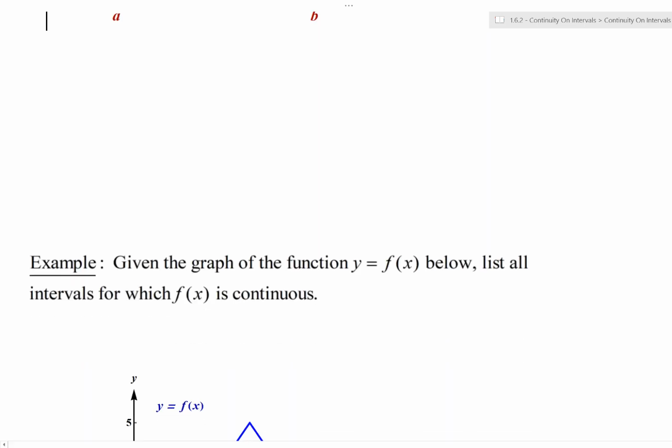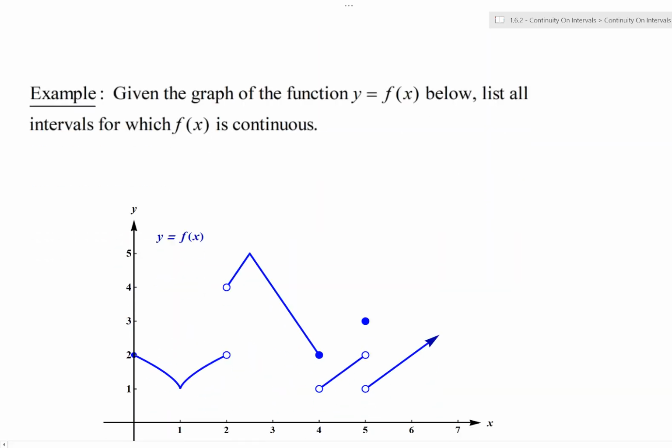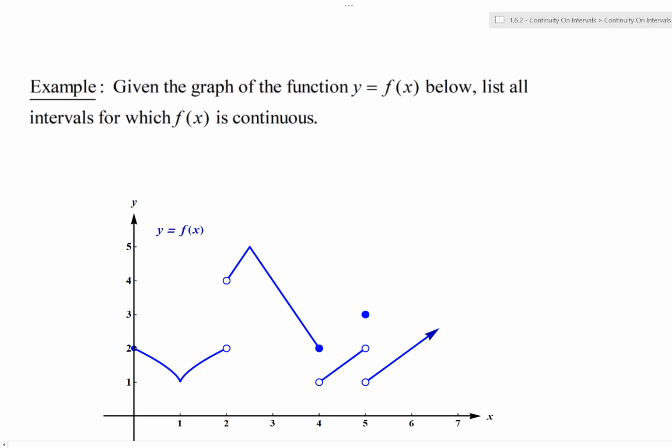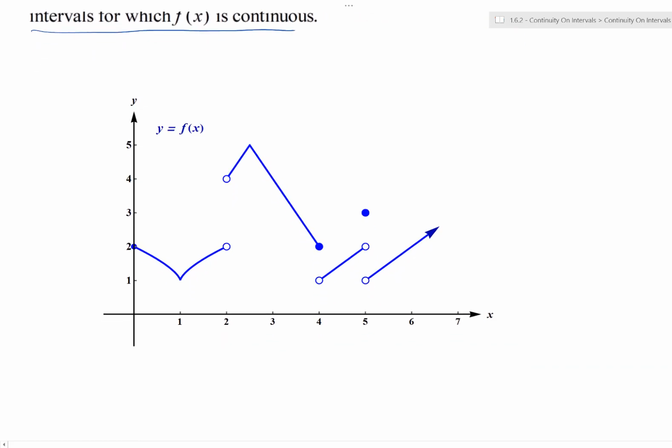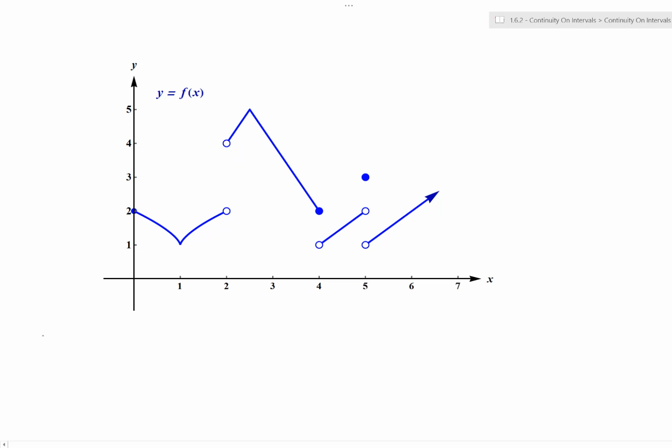Now, to help get this idea down even further, let's take a look at this example right here. We are given the graph of a function y is f of x, as we can see on the screen, and what we want to do is list all the intervals for which the function f of x is continuous, using all the things we just talked about. So we're going to list the intervals of continuity right down here.